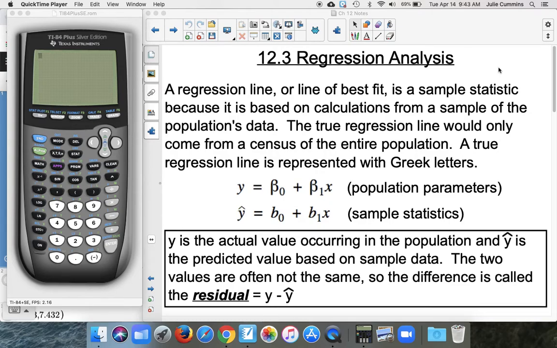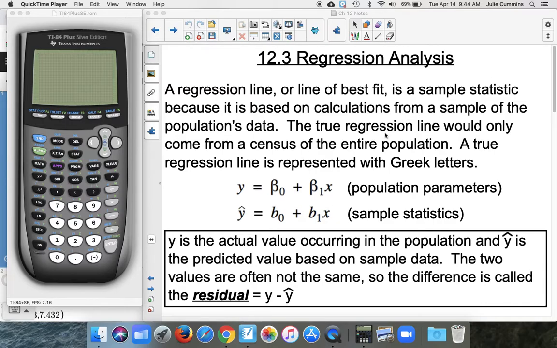The last couple sections we have been talking about lines of best fit, which are called a regression line for our scatter plot. When we create this regression line or line of best fit, this is a sample statistic because it's based on calculations from a sample. So maybe we have a sample of high school students, their GPA and their ACT score, and we're trying to see if GPA is a predictor of your ACT score. But we don't have the entire population.